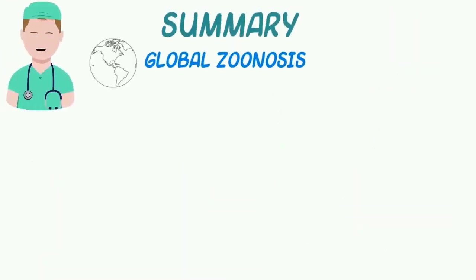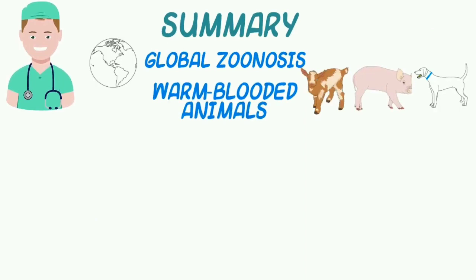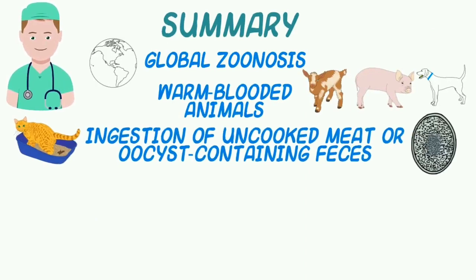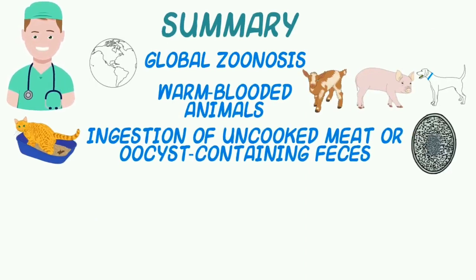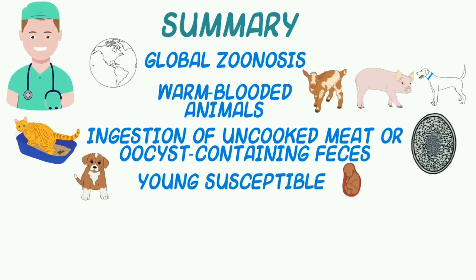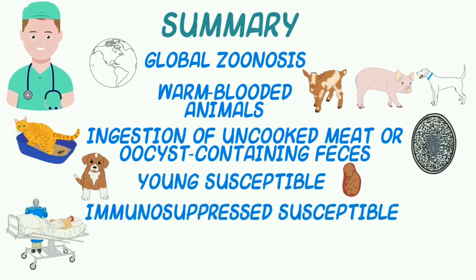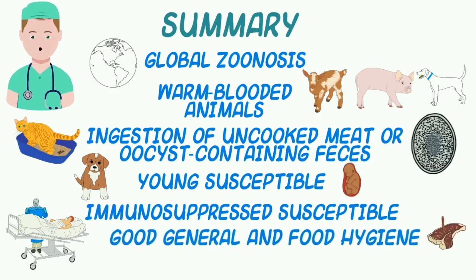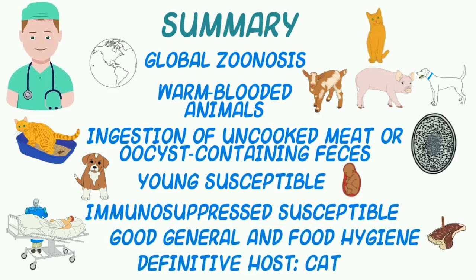Toxoplasmosis is a zoonotic disease that can occur in all warm-blooded animals and is spread through ingestion of uncooked meat or through fecal contamination containing oocysts. The young and developing animal or person, or those who are immunosuppressed, are at the greatest risk. Prevention is generally addressed by good general and food hygiene, particularly around the presence of the definitive host, the cat.